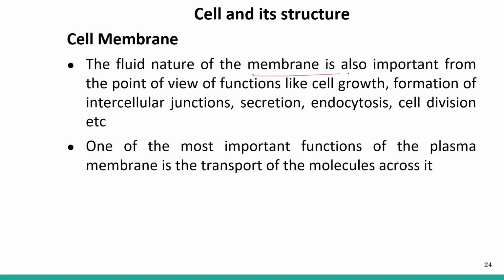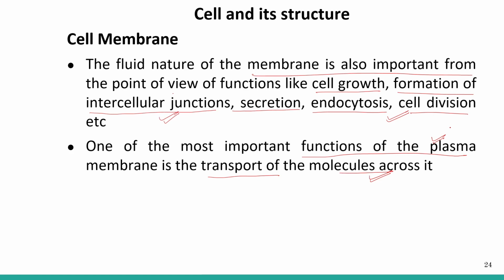The fluid nature of the membrane is also important from the point of view of functions like cell growth, formation of intercellular junctions. Okay, cells and cells are connected, right? So also secretions, endocytosis, and cell division, right? So this fluidity in the cell membrane helps in so many ways in the cell. One of the most important functions of the plasma membrane is the transport of molecules across it. This is very important, since certain structures have to enter inside the cell, and some structures have to be withdrawn out from the cell. So this fluid mosaic model, or this fluid structure of the cell membrane, helps in that way.